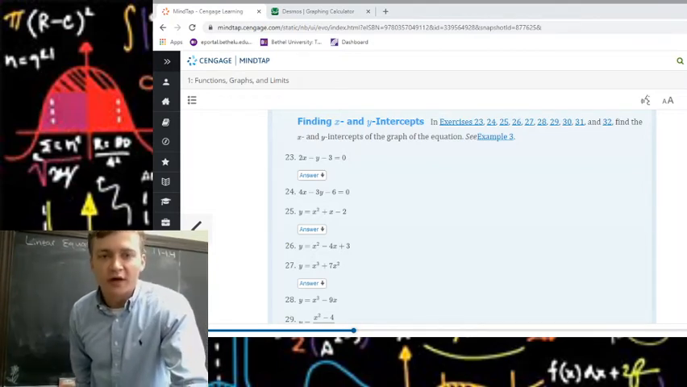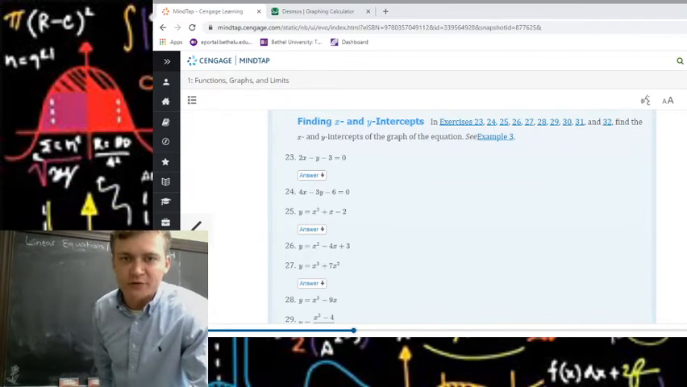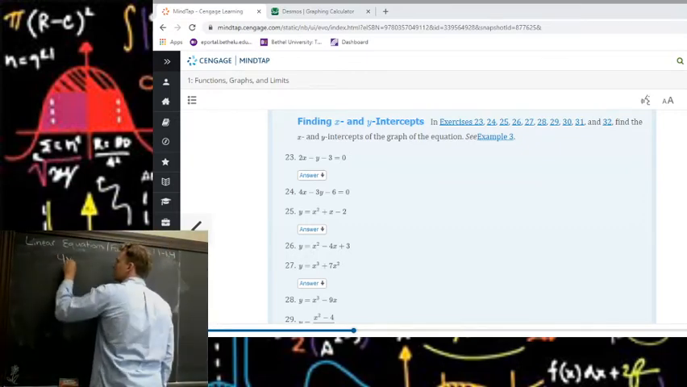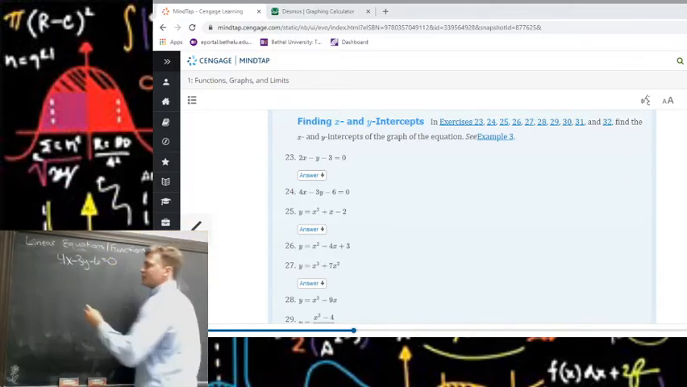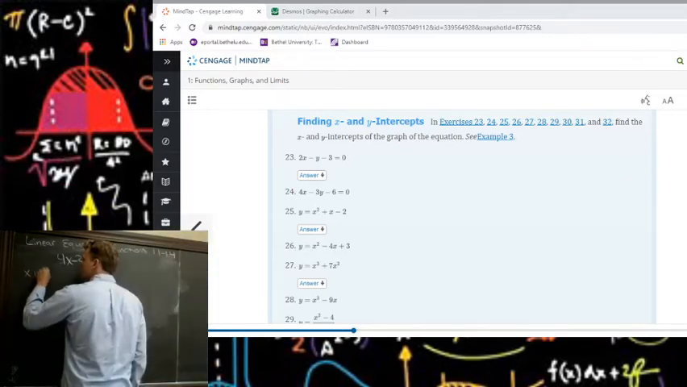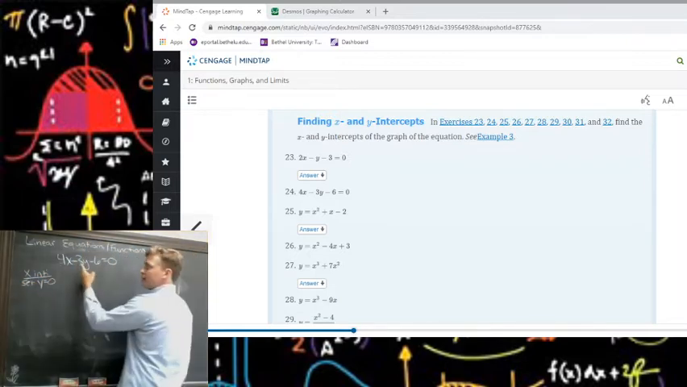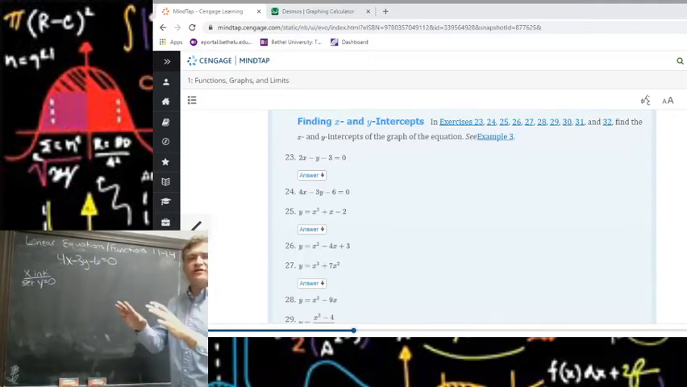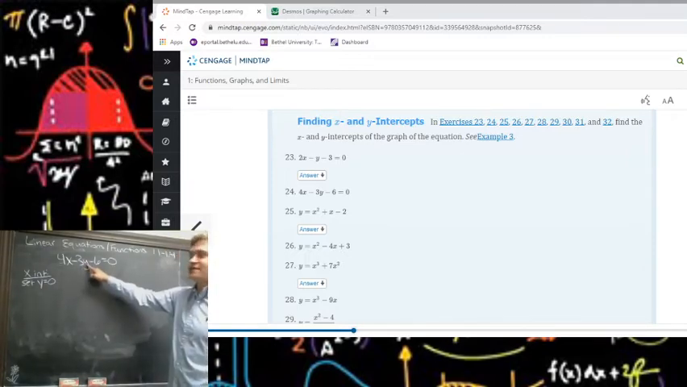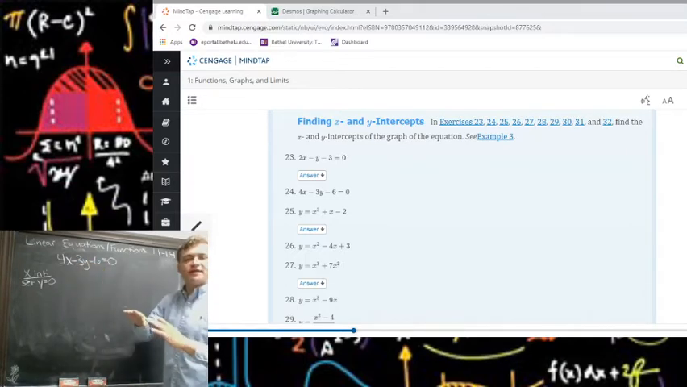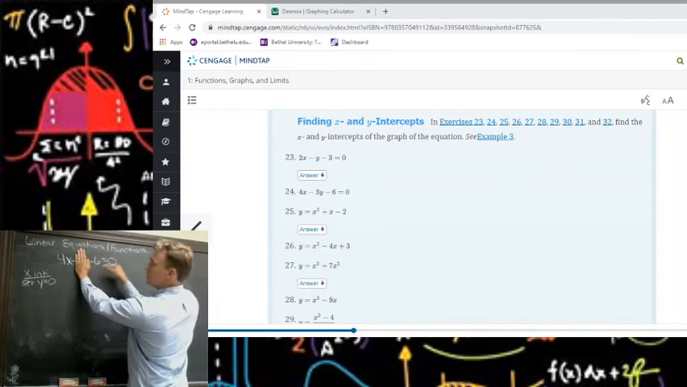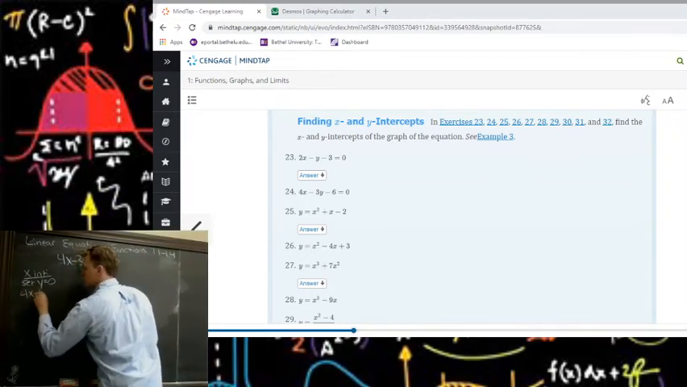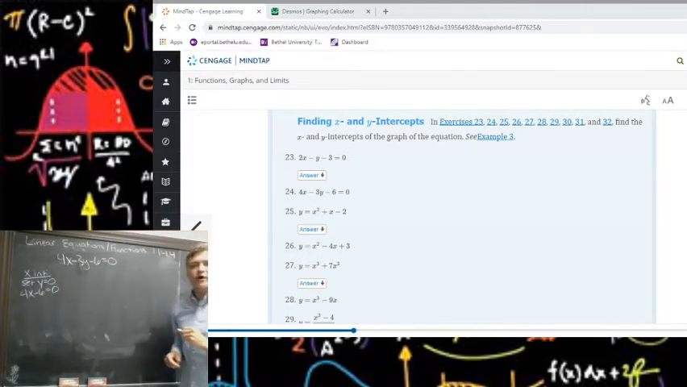And just for time's sake, let's go ahead and look at number 24 as well. We'll just do the x and y intercepts. 4x minus 3y minus 6 equals 0. If we want to find the x-intercept, we'll set y equal to 0. Anytime we set y equal to 0, the entire term goes away. 3 times 0 is 0, and if you subtract 0, it does nothing. So basically, put your hand over the y term. 4x minus 6 equals 0.